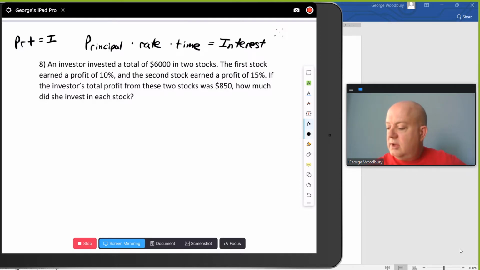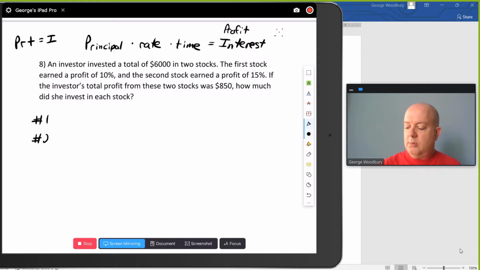So in this problem, instead of interest we're talking about profit, but it's done the same exact way. We have two investments and a total. So I'm going to list those down the side, number one, number two, and total. And I'm going to list the principal, the rate, the time, and the profit. Now here it doesn't say, so we'll assume that this is 1 year. It's 1 unit of some time, so we can assume that it's one.